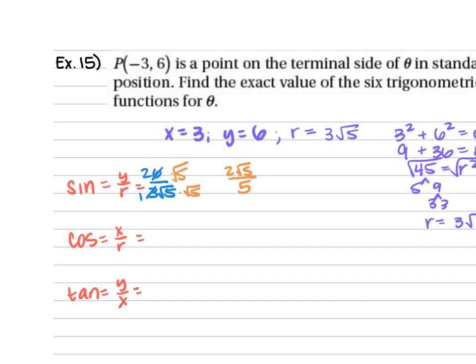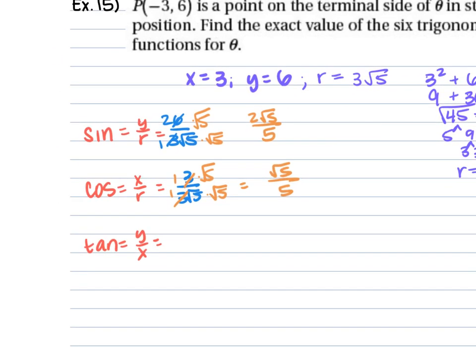For cosine, you have x over r, so that's 3 over 3 square root 5. So those 3's are going to simplify to be 1's. And then that square root of 5, you'll multiply the top and the bottom of that fraction by. So this is going to give us the square root of 5 over 5. For tangent, you have y over x, so that is 6 over 3, which then simplifies to just be 2.